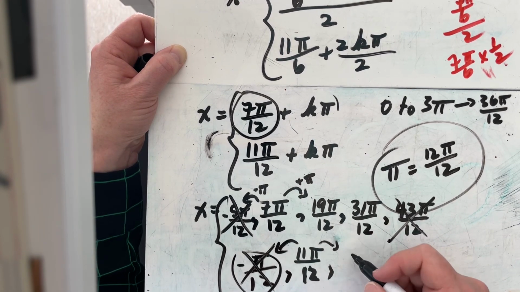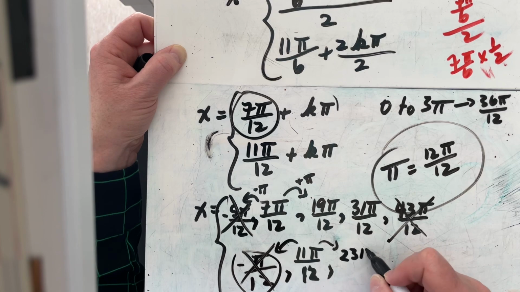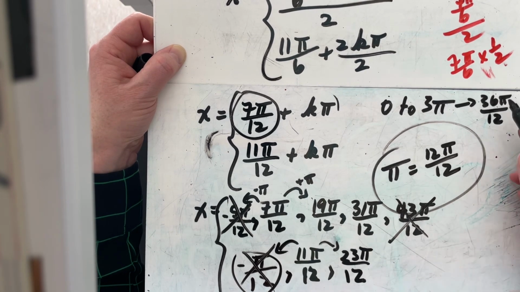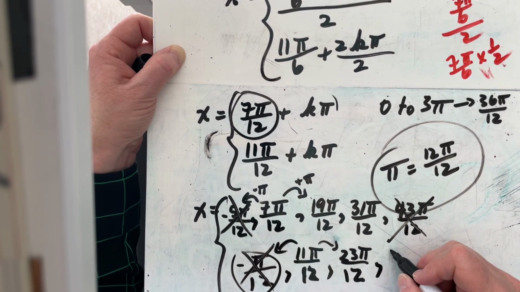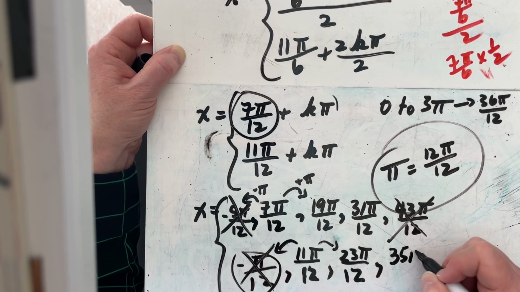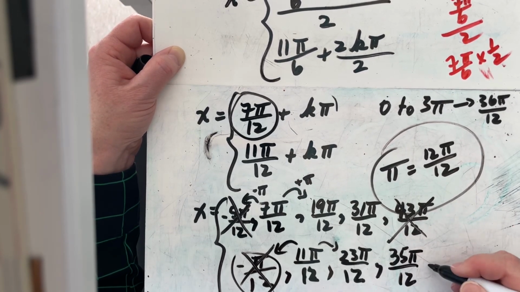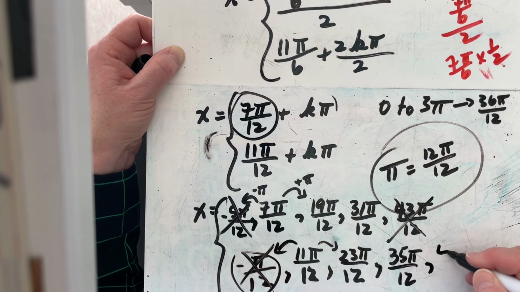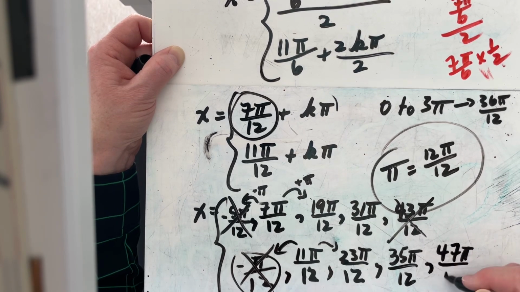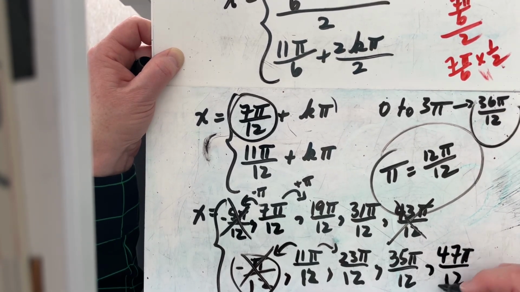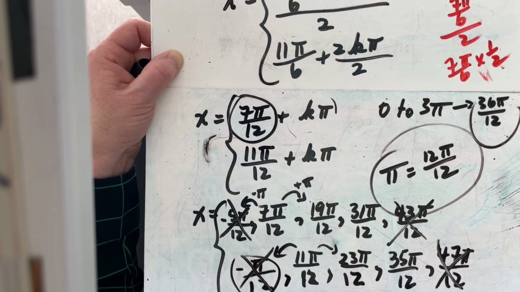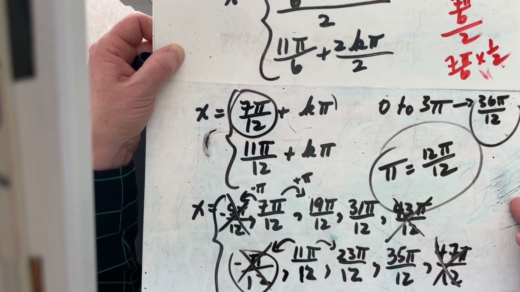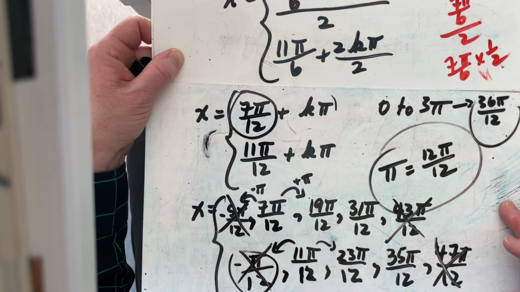Okay, add 12 pi over 12, we'll have 23 pi over 12. That's still within our domain. Next one would be 35 pi over 12. That's still within our domain. Next one would be 47 pi over 12. That one's too big because it's bigger than 36 pi over 12. So these are 3 more solutions that are good solutions for that restricted domain.